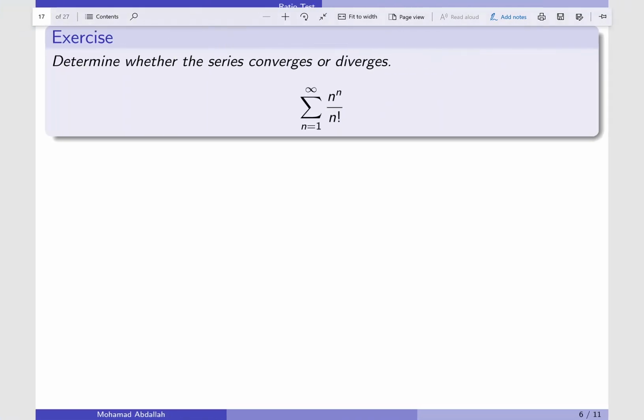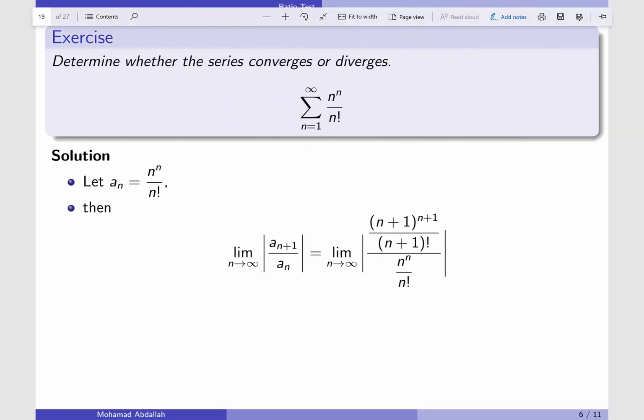Another example, determine whether the series converges or diverges. Again, I'm letting a_n be n to the power n over n factorial. Now, here I want you to notice something. This is not some number to the power n. Like n is increasing, so the base and the exponent are increasing together. So you may see that this might diverge because the numerator is getting really big. Let's see what's going to happen here.